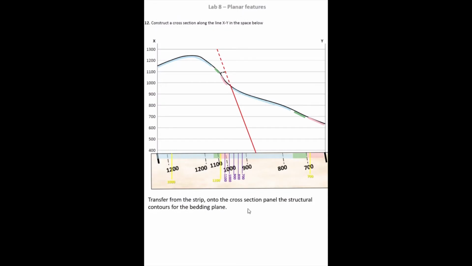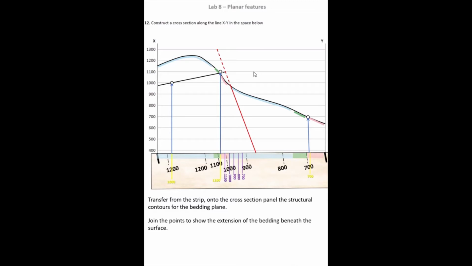And then what I can do is transfer from the strip onto the cross-section panel those structural contours for the bedding plane. So here's my 1000, I plot a mark there, here's my 1100, I plot a mark there, and here's my 700. Okay, then what I can do is connect those points. So here it's really easy because I've got one at 1000, I've got one at 1100, so I can just draw a line through those.